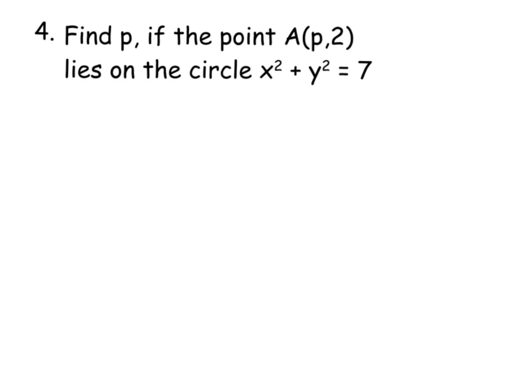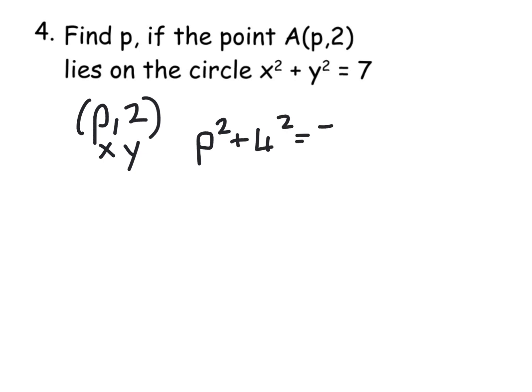Right, my last example, point P. So we've got point A, P, 2, find P if this lies on the circle. Right, so I have given you a point, P, 2, and I've said it lies on the circle. So if I plug in x and y as these two values, it should equal 7. It should do what's called satisfying the equation. So, remember, whenever we give you a coordinate, you've got a value of x and y. So that's what we're going to do. So we're going to replace x with p, so p squared, plus 4 squared equals 7. So we've got p squared plus 16 equals 7.